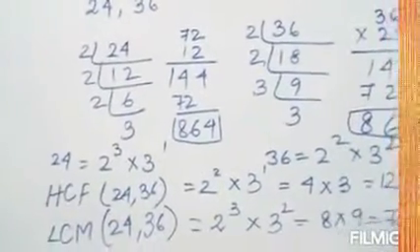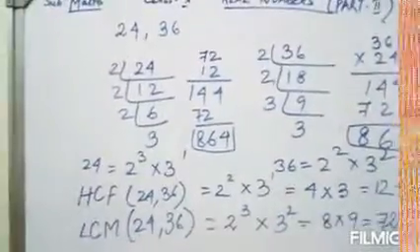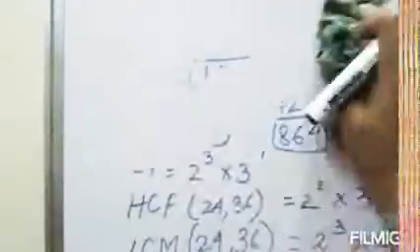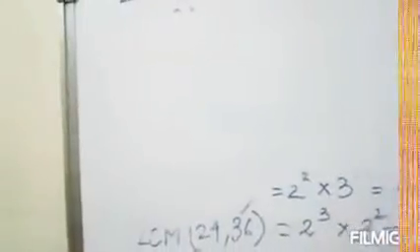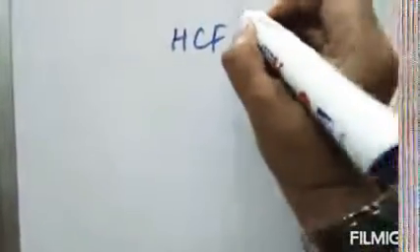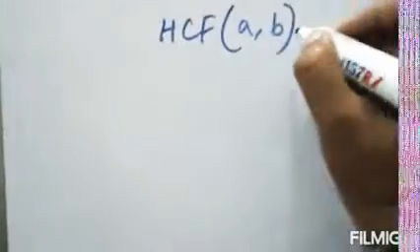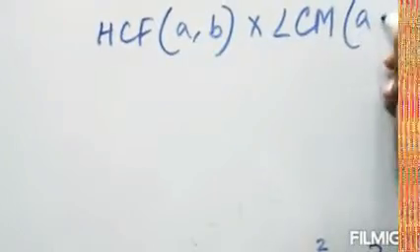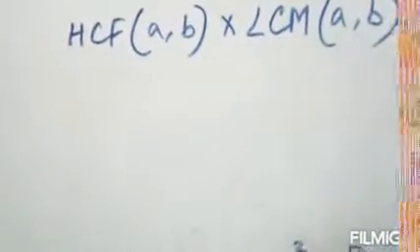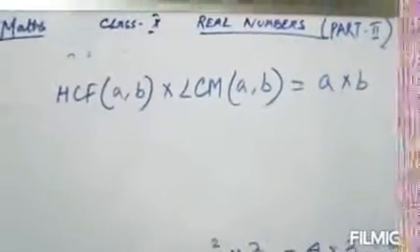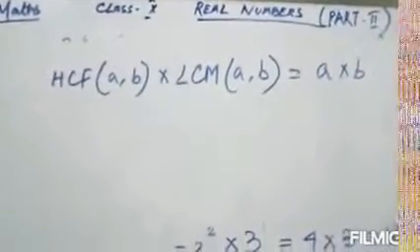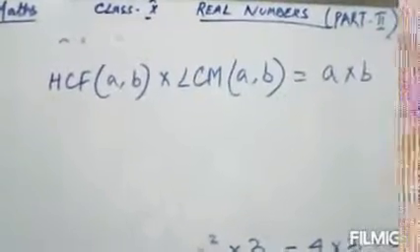So from here we can come to a conclusion that the HCF of two numbers, let them be A and B, multiplied by the LCM of the two numbers will be equal to the product of the numbers. HCF of two numbers and LCM of two numbers will be equal to the product of the numbers.